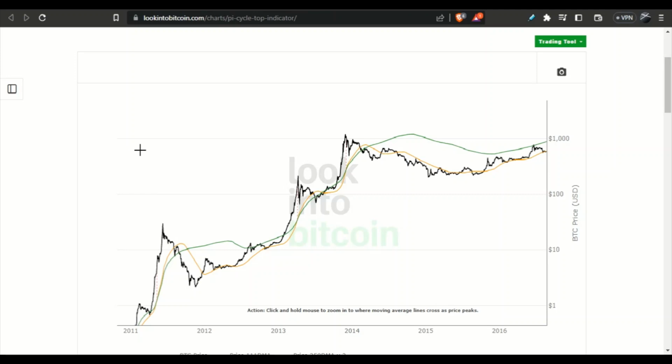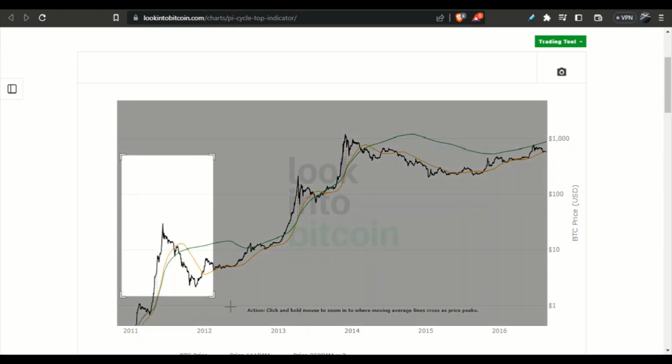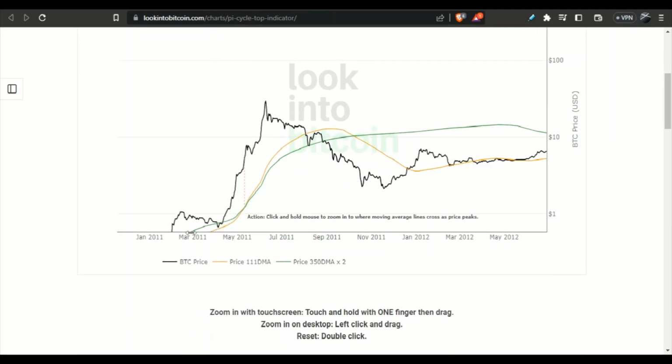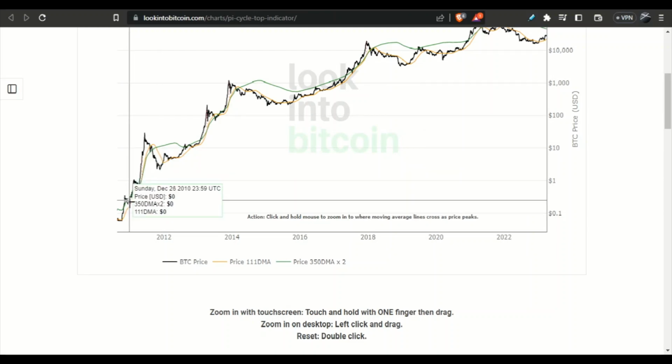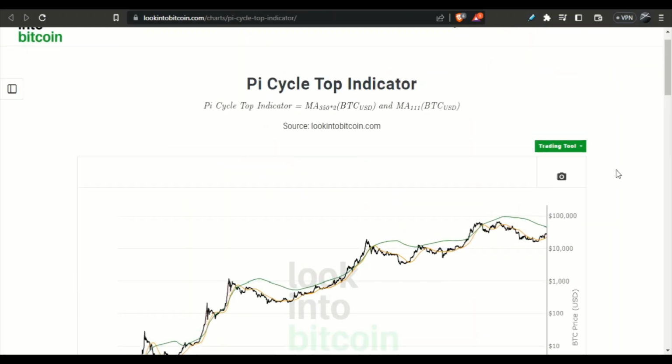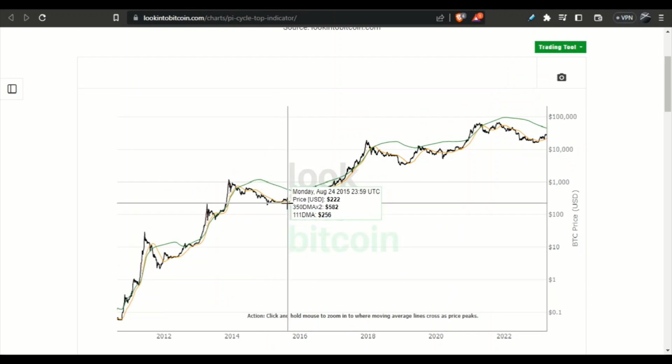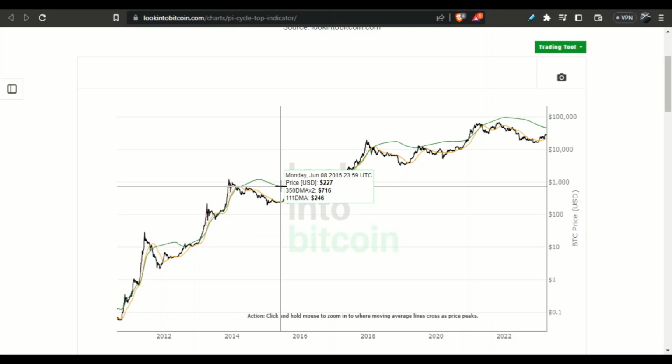So let's take this incident, for example. So here we are. Let's see. If you notice here, the pi cycle, or first let's have a general look. If you notice, the orange is technically always below the green because it's a 111 day moving average. Technically, it's lower than the 350 times 2. So green should always be on top.